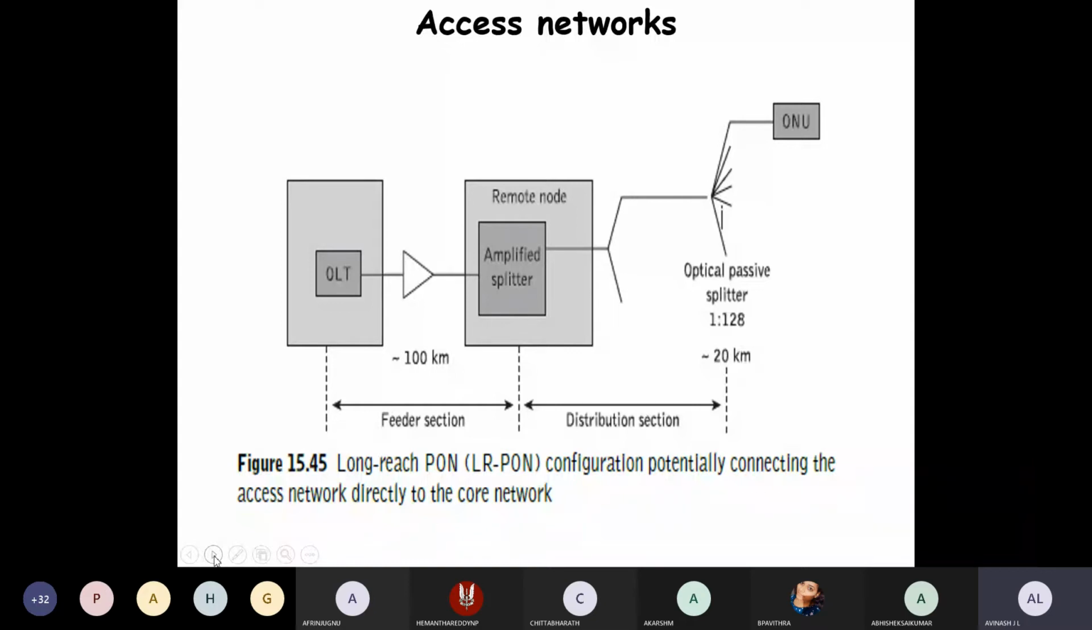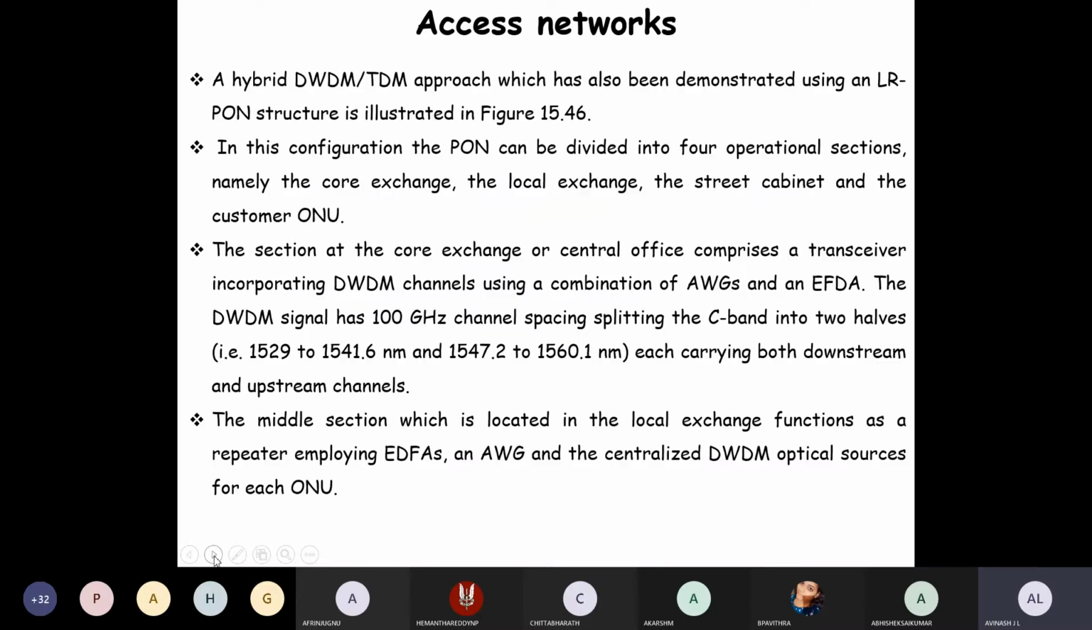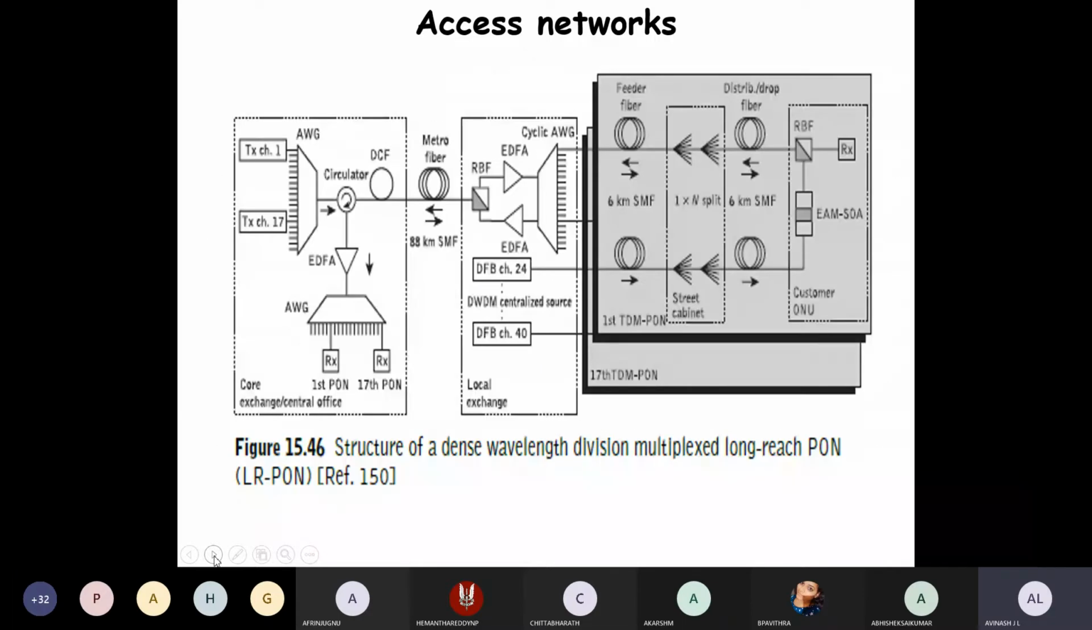So, long reach PON. The long reach PON configuration potentially connects the access network directly to the core network. All those things will be there, and you can see this particular diagram. The structure of dense wavelength division multiplexing, how it will be, you can see in one diagram. See, these diagrams are not so important. Whatever assignment questions I have given you in module 5, prepare that much, and that is more than enough.